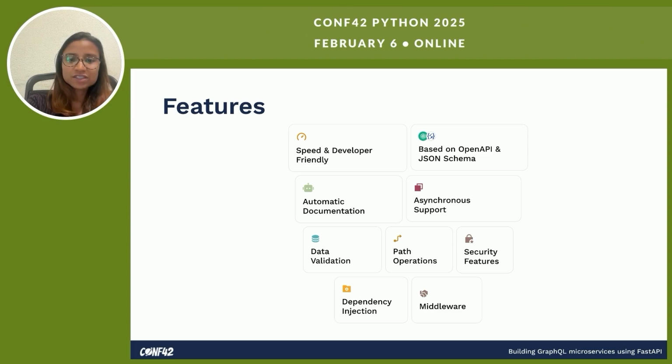And dependency injection is another key feature, allowing you to manage and inject dependencies with ease, promoting clean and maintainable code. And the last one, the middleware feature, helps us add custom functionality to your applications, like logging, authentication, or session management, without cluttering the core logic. So all these features collectively make FastAPI a comprehensive framework for building fast, secure, and scalable APIs. So let's move to the next slide.